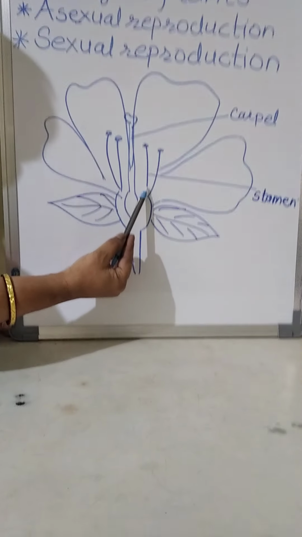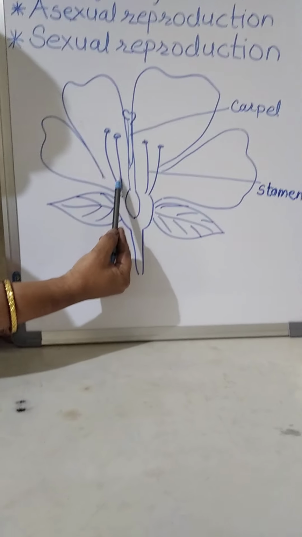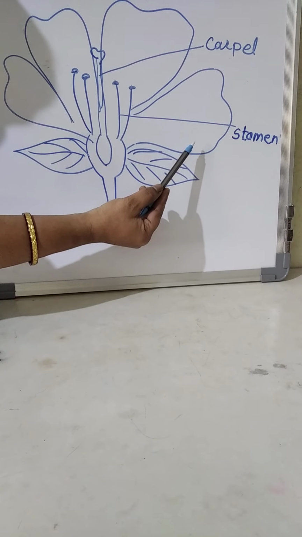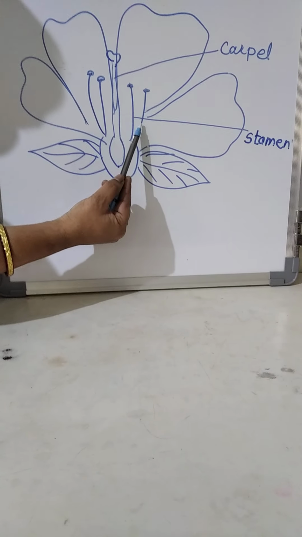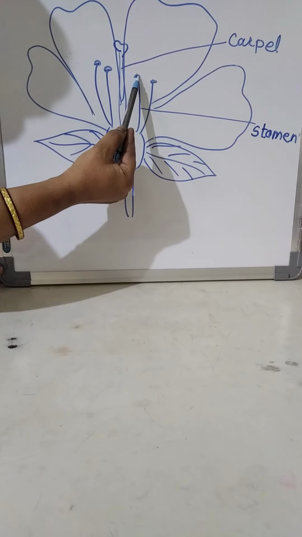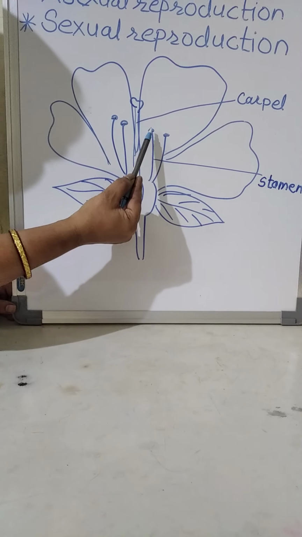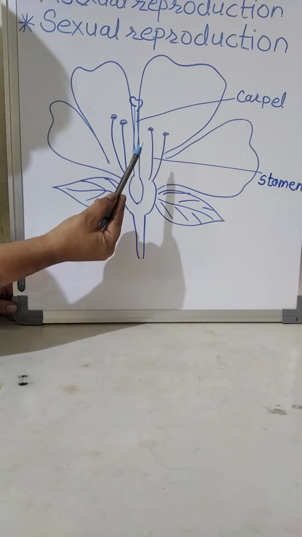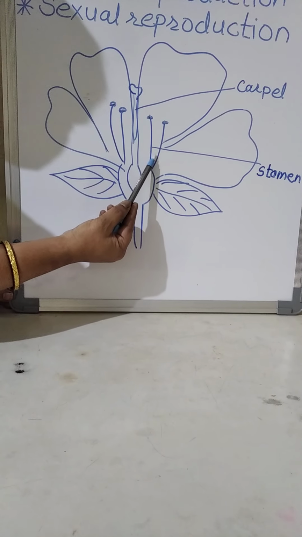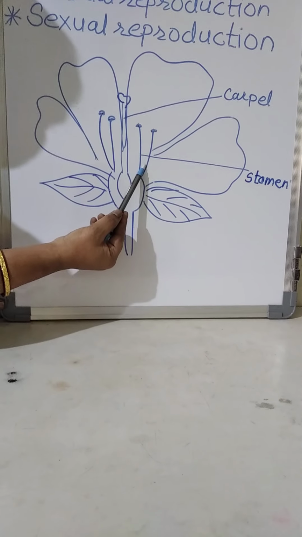Androecium is made up of stamens; see in this figure I have shown these four stamens. Each stamen consists of an elongated thread-like structure called a filament, and on that a globose or circular structure called an anther lobe, and inside this anther lobe pollen grains are developed. This is the structure of androecium. Remember, androecium is made up of stamens which produce pollen grains, which later on develop male gametes.